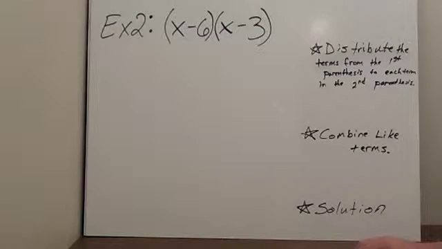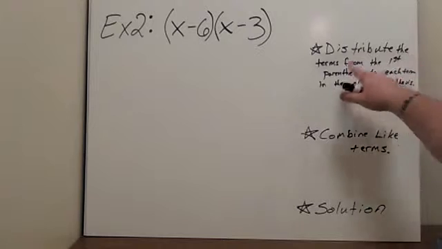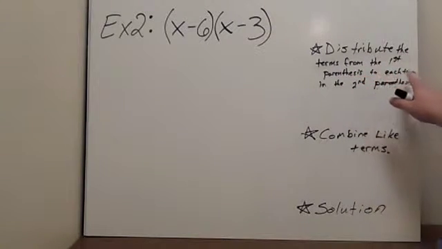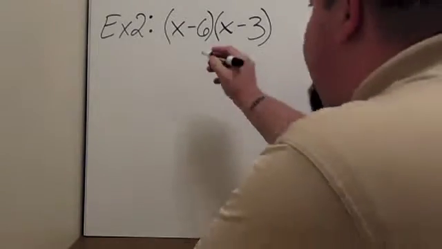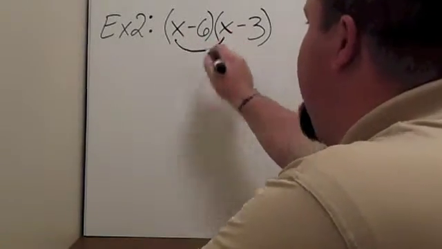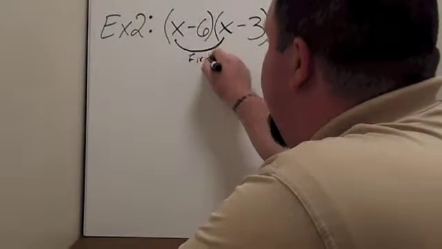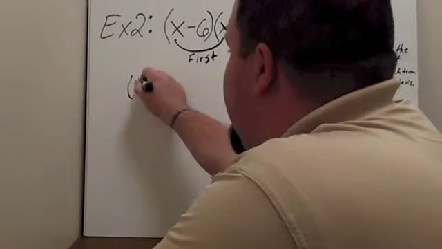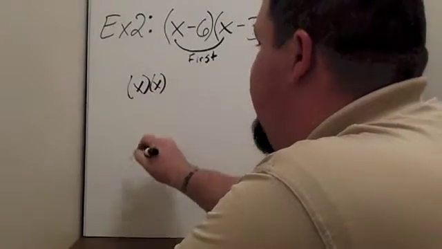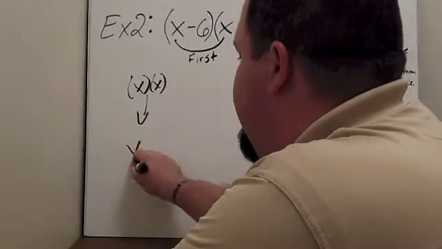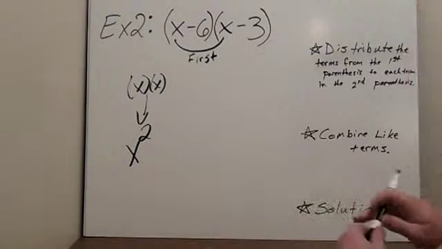In our second example, we have x minus 6, and we want to multiply that by the binomial x minus 3. Again, we are going to distribute the terms from the first parenthesis to each term in the second parenthesis. So when we do our first terms, again, first is the first term in each parenthesis. So x times x, these are our first terms. X times x gives us x squared.